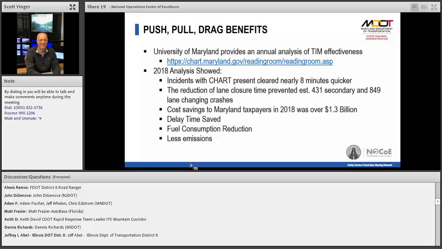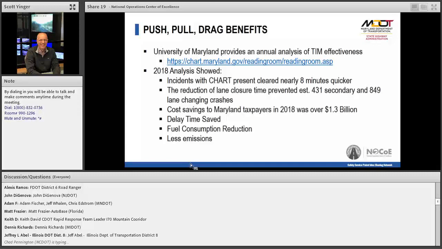And the safety factor of having an aggressive push-pull-drag method and reducing the lane closure time: it was estimated by the University of Maryland that we prevented 431 secondary crashes and 849 lane-changing crashes because we were able to clear the roads. Significant increase in safety on our roads. They determined that due to the delay time that we saved, the fuel consumption that we reduced on the travel network, as well as reducing emissions, the cost savings to Maryland taxpayers in 2018 by the CHART program was over $1.3 billion. Pretty significant when you're talking to policymakers and legislators about whether it is important to have some regulation or some authority to move things from the roadway, especially realizing the cost, the increase in safety and the cost-benefit ratio.